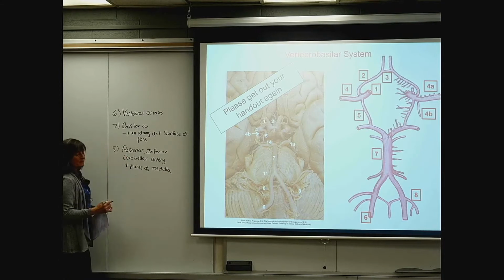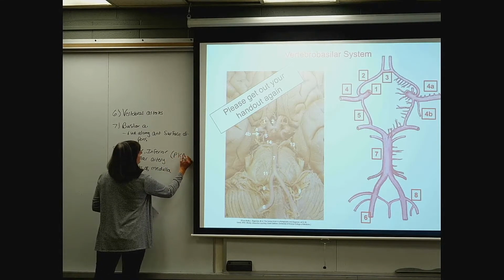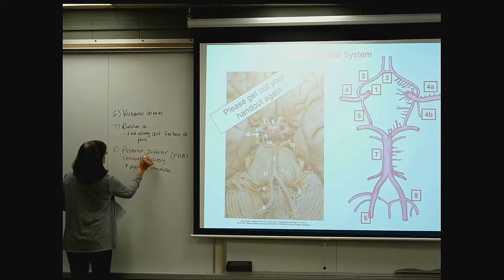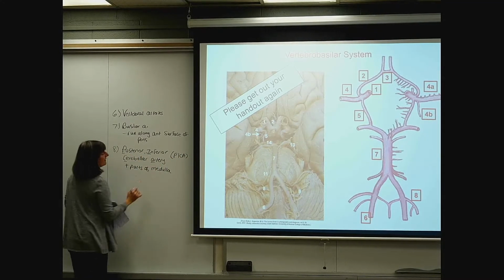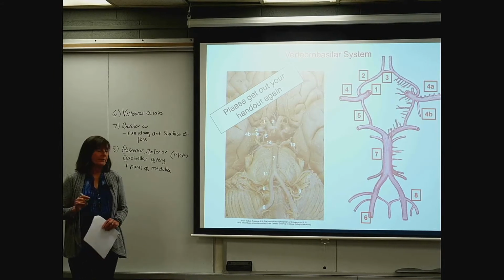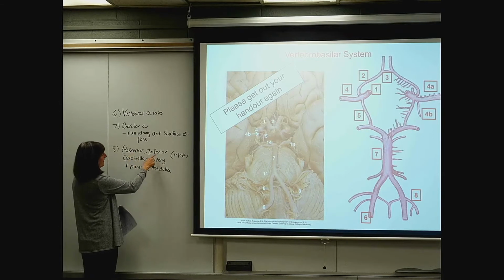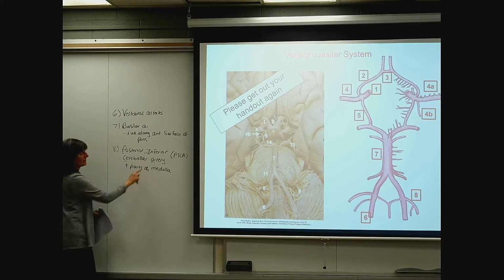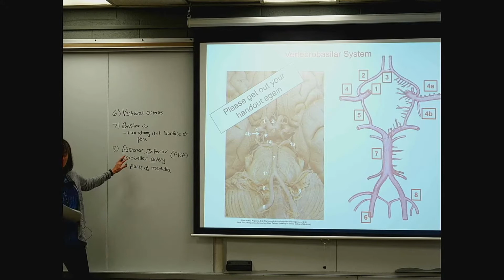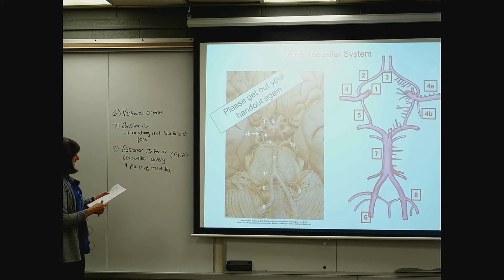You'll see this sometimes abbreviated as PICA, P-I-C-A, for posterior inferior cerebellar artery. Please note that on exams you need to write out the whole thing. PICA will not get you full credit. You need to write out posterior inferior cerebellar artery. And make sure you're saying cerebellar, not cerebral. Okay, so that's that one.